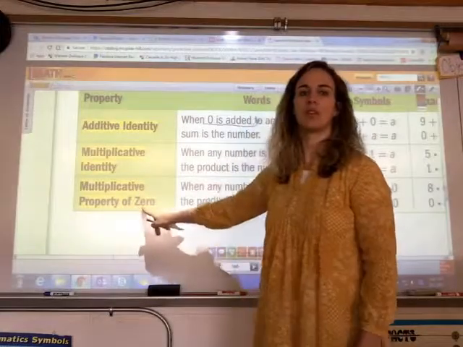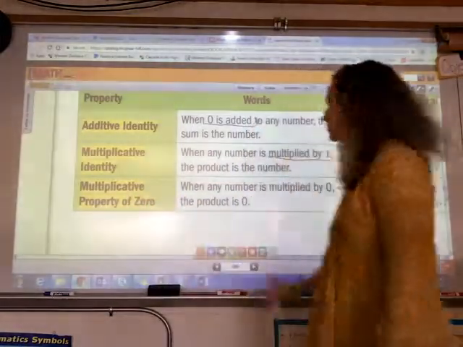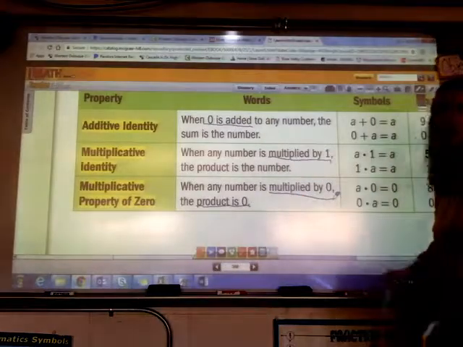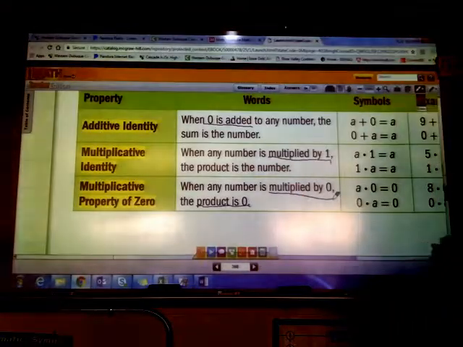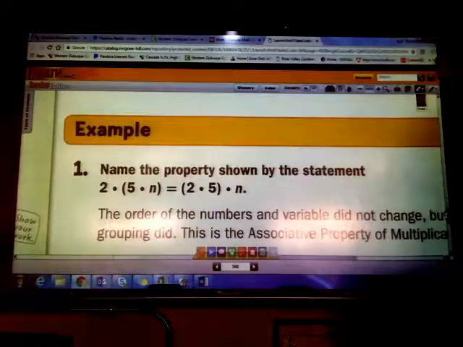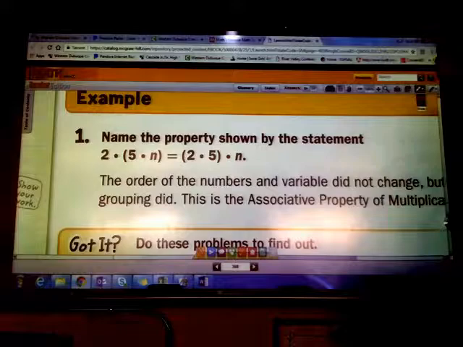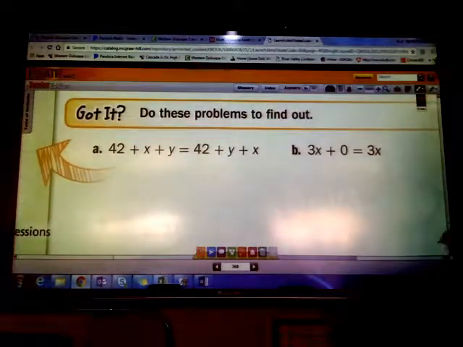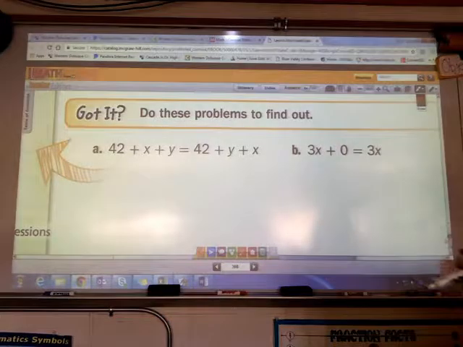Multiplicative property of 0, just like it sounds, you're multiplying, and you're multiplying by 0. The product is always going to be 0. So any number times 0 is going to be 0. What I would like you to do is go ahead and take a look at example 1 here. You can see one of the things you're going to be asked to do is to explain what property is being shown, and then pause your video and go ahead and complete A and B on the bottom.